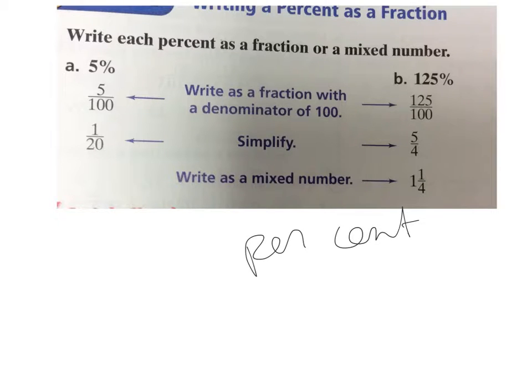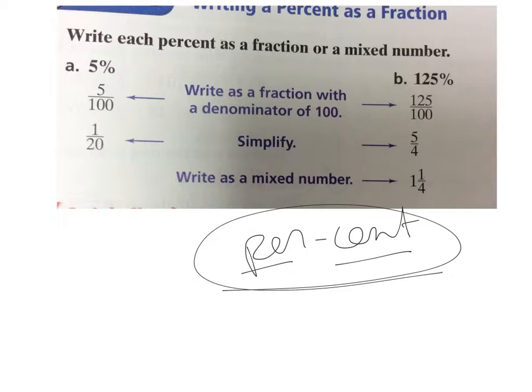Percent. It's a single word, rather, but I broke it in the middle for a reason. That means for every 100. Percent means for every 100. So that means this is 5 out of every 100. Or, this is kind of cool. Watch this. You ready? That means 5 over 100. Same thing. So percent means out of 100. So 5 out of 100.